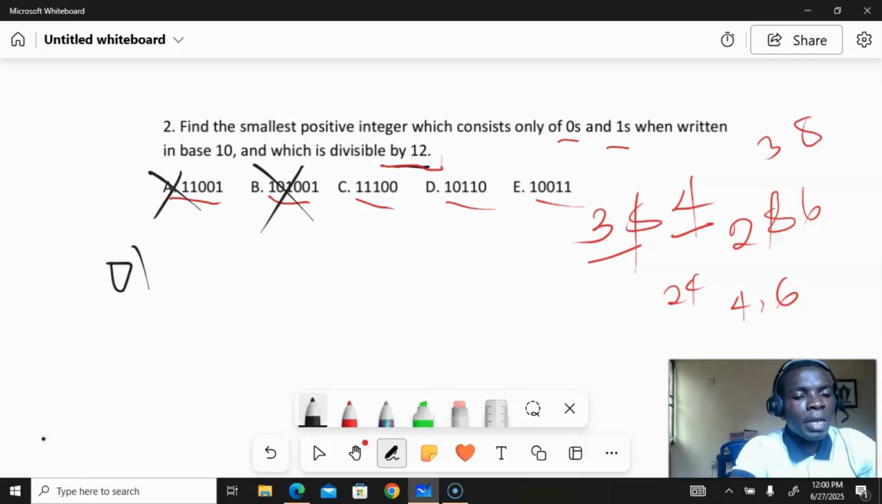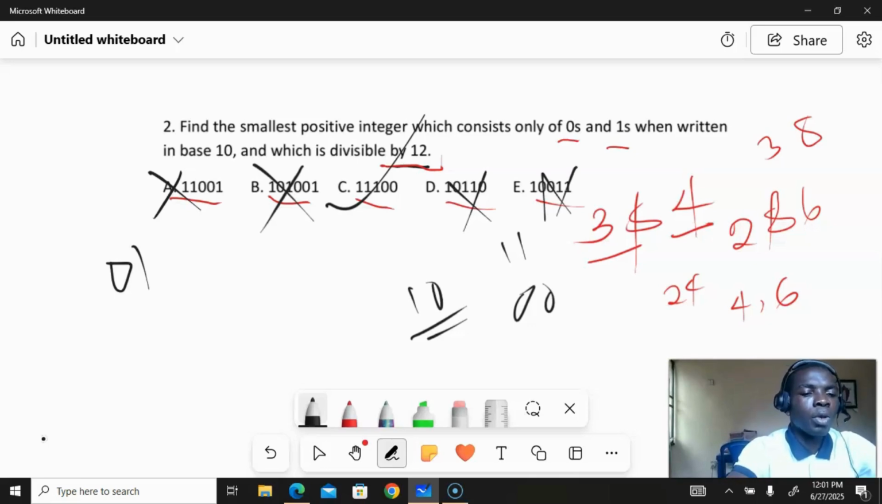Then option C, the last 2 digits is 0, 0. So 0, 0 is divisible by 4. That is the only correct answer. We can check the other options to eliminate them. Option D, 10 is not divisible by 4. We cannot divide 10 by 4 without remainder. Therefore, that's not the correct answer. We look at the next option, option E. 11 is also not divisible by 4. So we'll conclude that these ones are not correct. The correct answer is option C. Option C is the correct answer. Thank you.